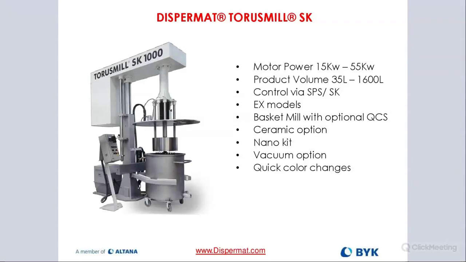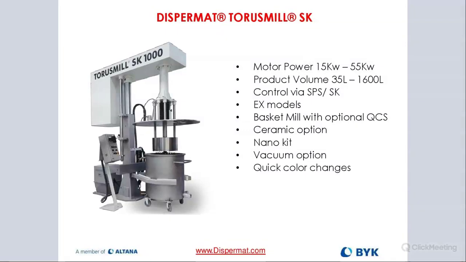Then we have standalone basket mills. Again, you can buy a basket mill if that's what you want, but you can also get the quick change system with the SK that allows you then to back convert it to a dissolver. So the principle is still the same. You have that quick change system to convert it back to a dissolver if you want to. The basket mill, again, offered with ceramic.